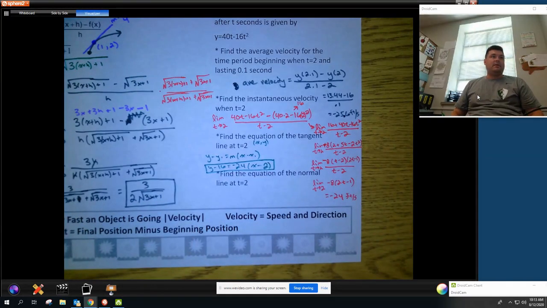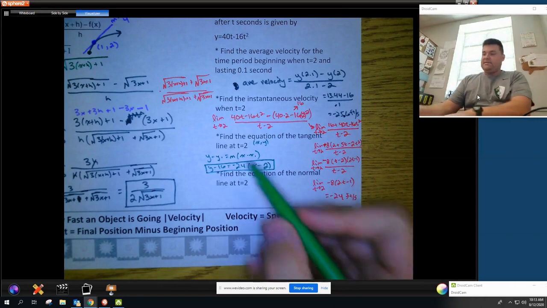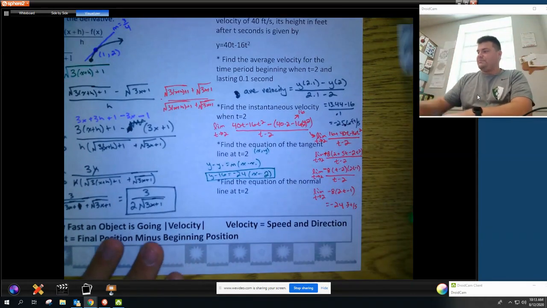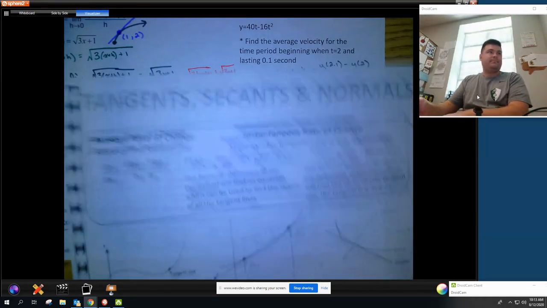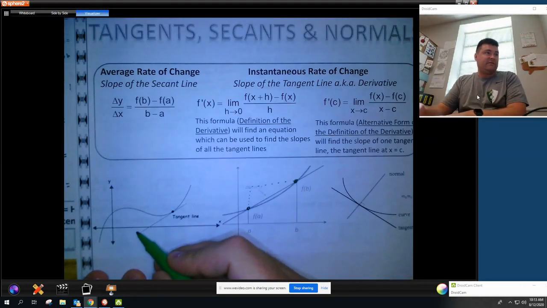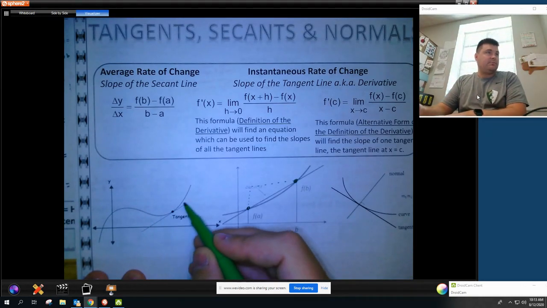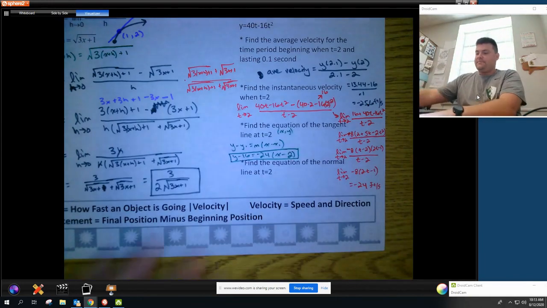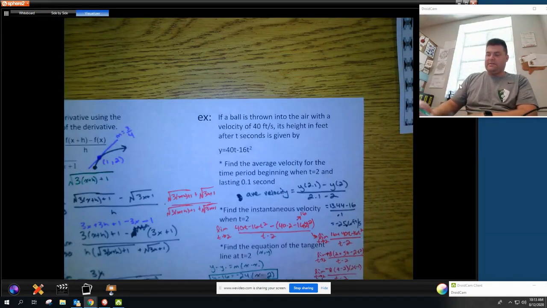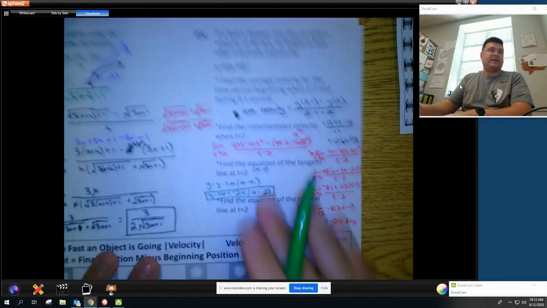Okay, so that is the equation of, let's just play pretend here, that would give us an equation of that tangent line. So that's what we're doing now. So that tangent line that we draw is this guy right here.